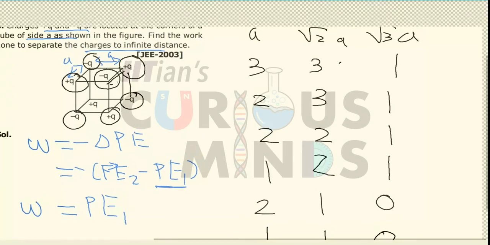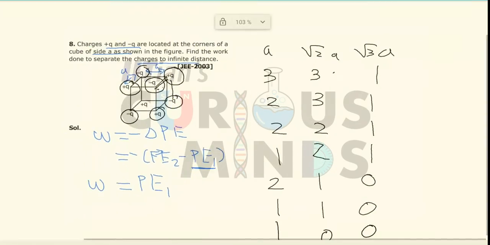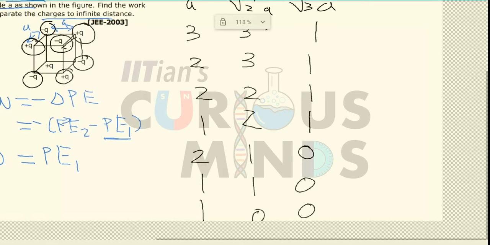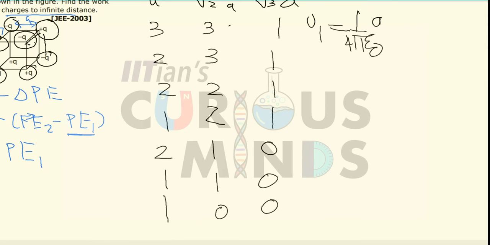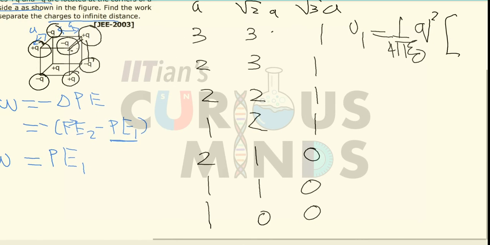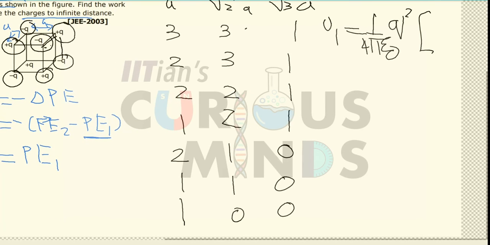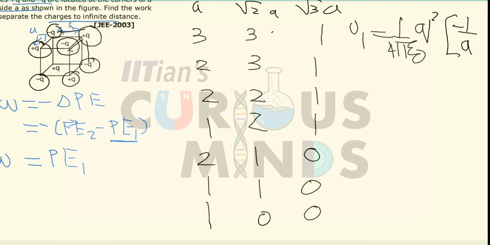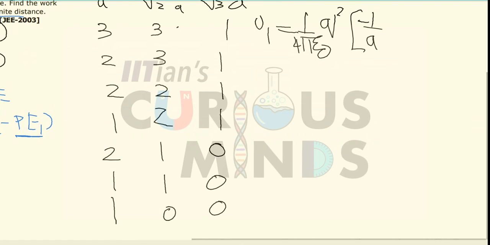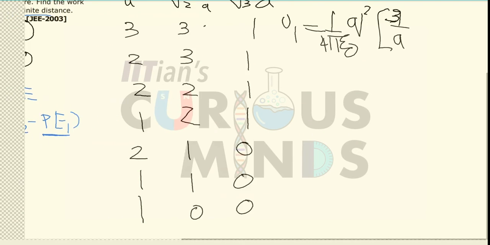Now let us start. So these are the total energies of the system. Let me start with the first charge. The potential energy on the first charge will be equal to 1 by 4 pi epsilon naught, q squared, which will be constant, times minus 1 by a. In this case it is also minus 1 by a, and at the bottom also minus 1 by a, so it is equal to minus 3 by a.